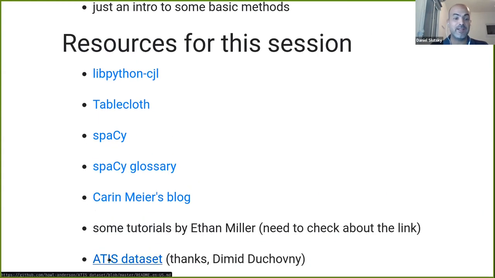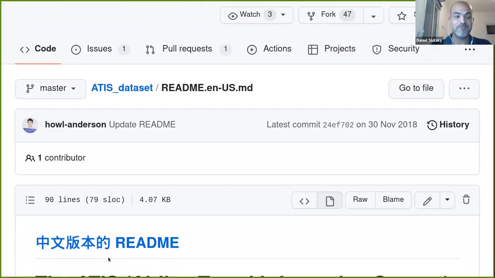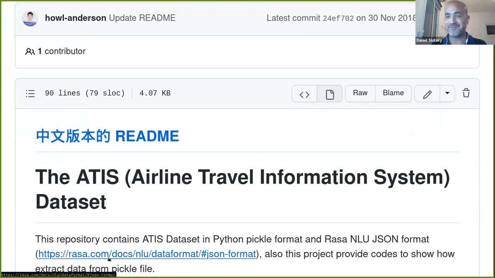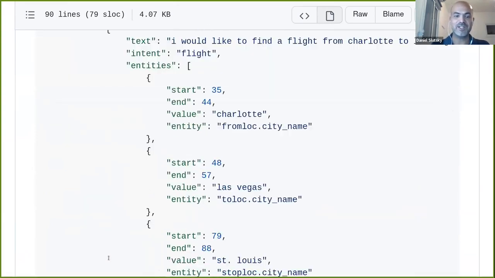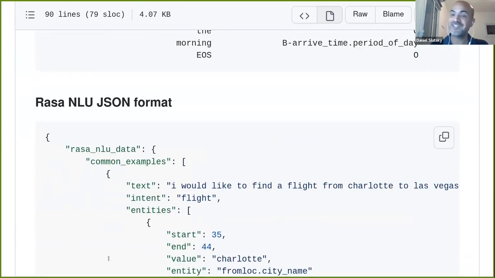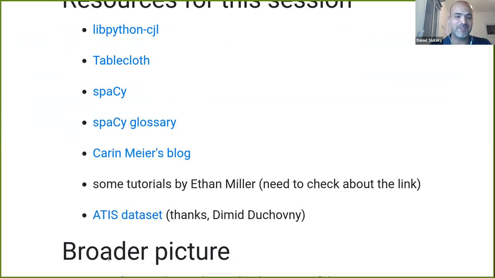And the ATIS dataset that Dimid suggested I could use in this session is something we will play with. It is a dataset where people are having different text chat requests about flights, like asking when can I get a flight from this place to that place. And some natural language processing problems can be tested on this dataset, which offers a nice real world example, and we will play with it. And Dimid, really, thank you for this. It really made sense, I think, for this session.